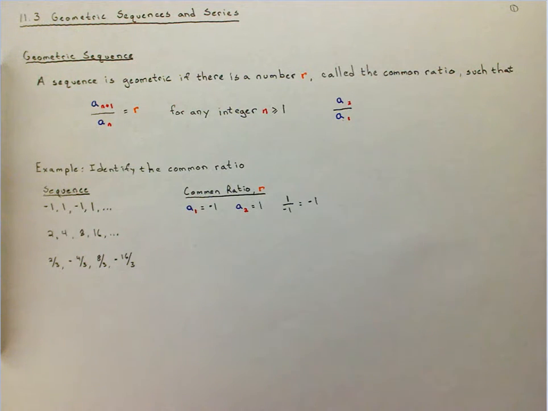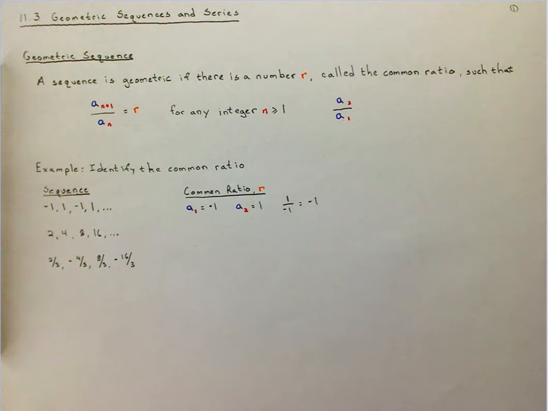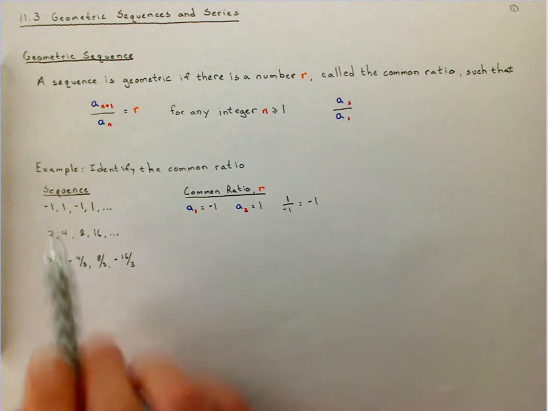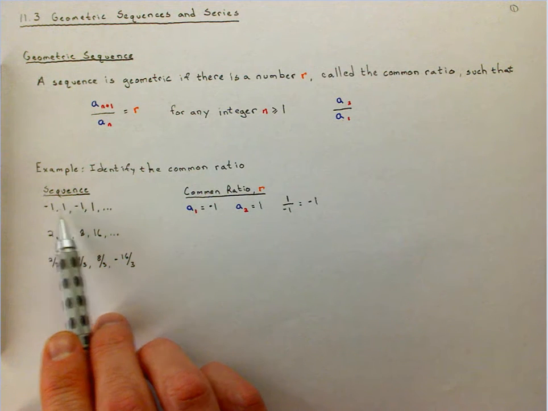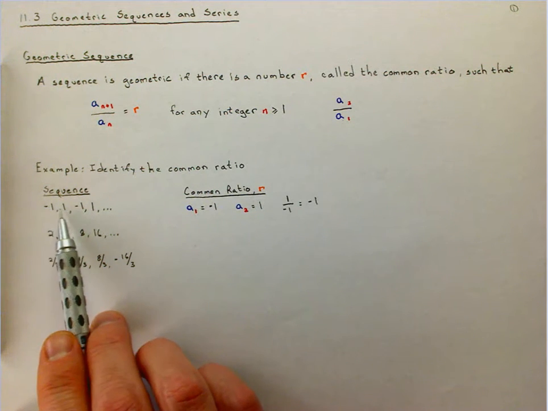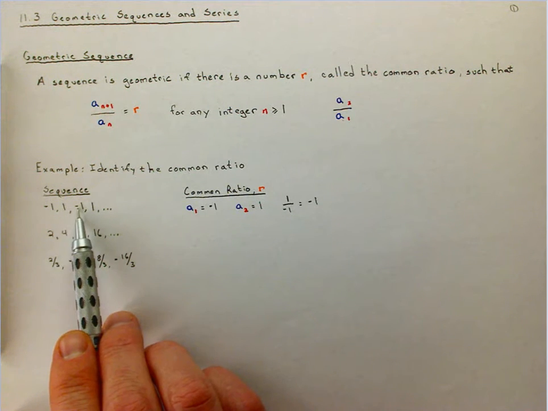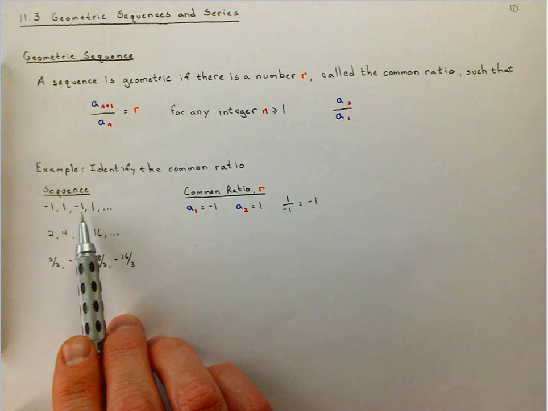So for our example, identify the common ratio r. So I'm given a sequence. Now, some of these you could look at and try to find d, the common difference, and you wouldn't be able to find one. Like this one, it alternates. To go from a negative 1 to 1, I add 2, but whenever I look at the next term, if I add 2, I should be at 3. I'm doing something here that isn't simply adding or subtracting.